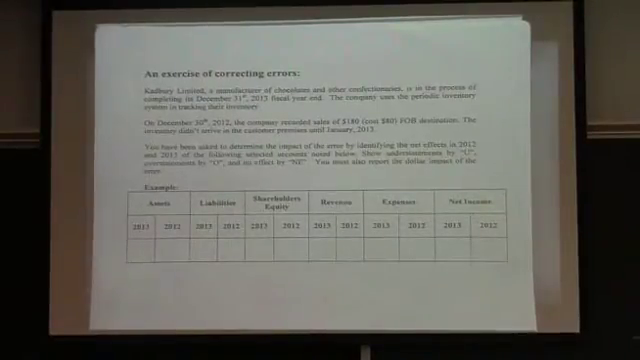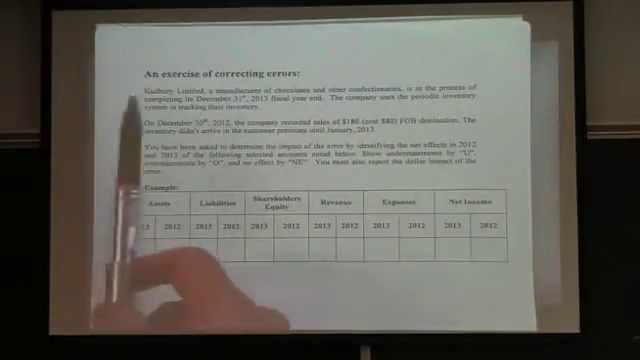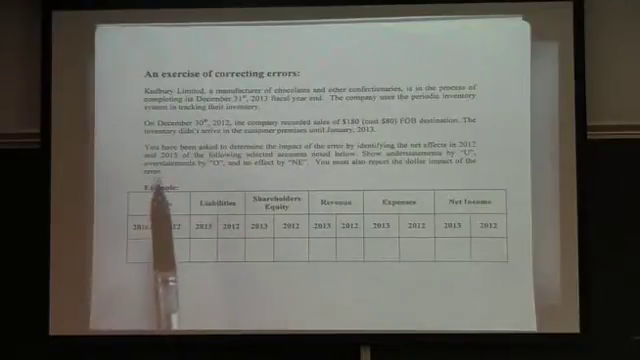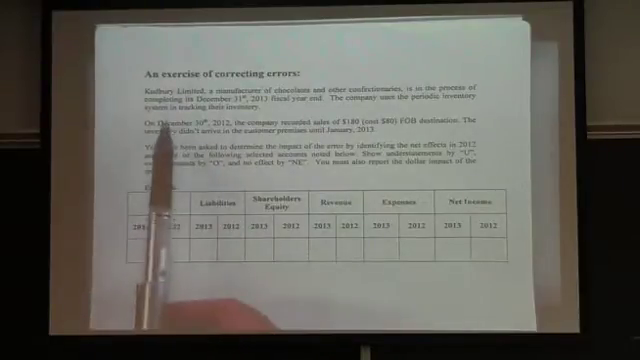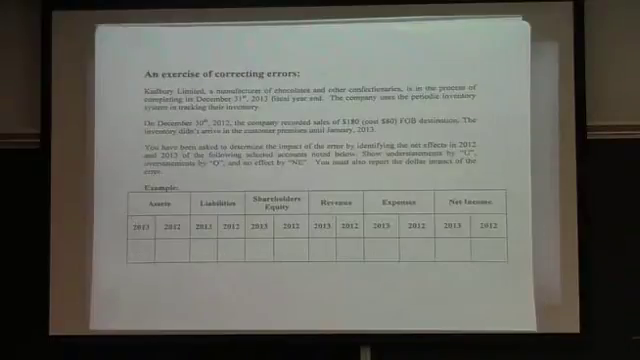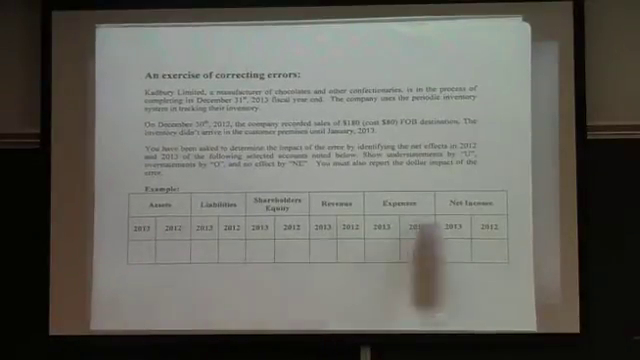So this exercise is all about correcting errors. And let's take a look at this question. It's asking us to determine the impact of this error that was made by the company on assets, liability, shareholders' equity, revenue, expenses, and net income for both years 2013 and 2012.